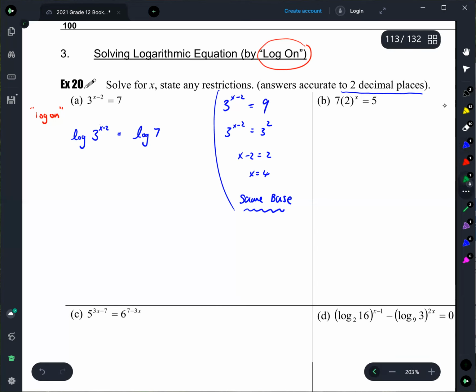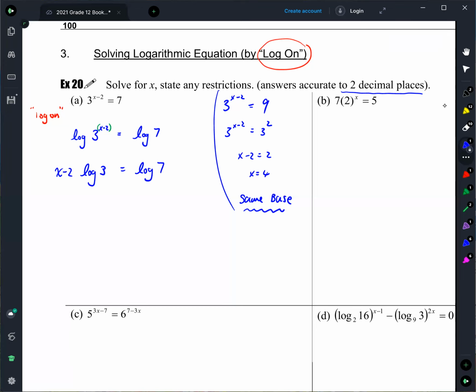Once you have the log on, then you have the log laws to apply. You have an exponent here, right? x minus 2, that's our exponent. So log of power tells us we can bring it down to the front. Right? We bring down the exponent to the front. Can anyone spot any mistakes we have here in this line? What mistake did I make?